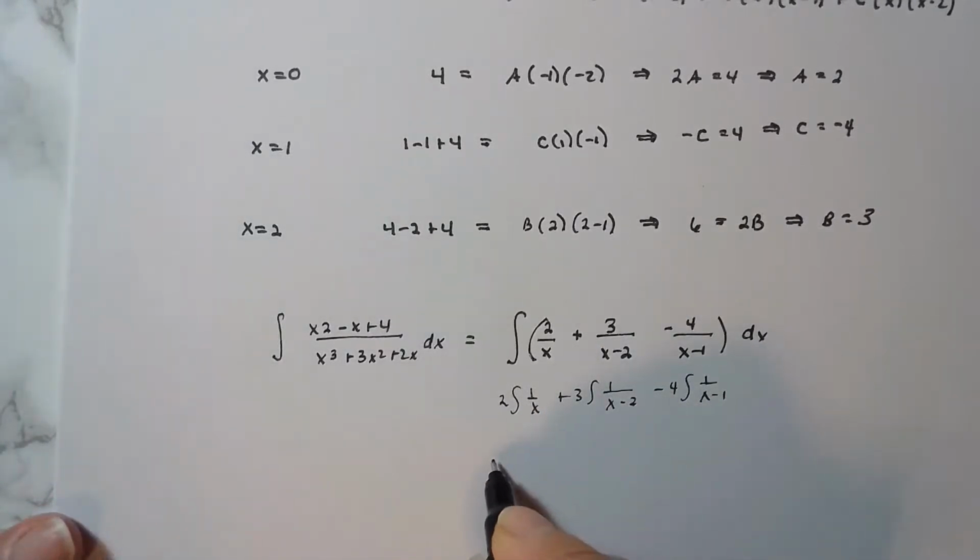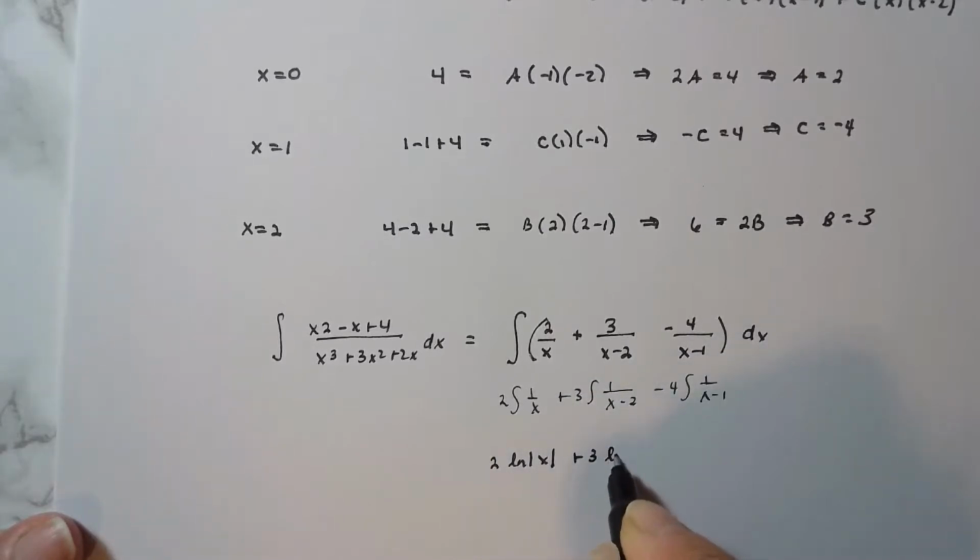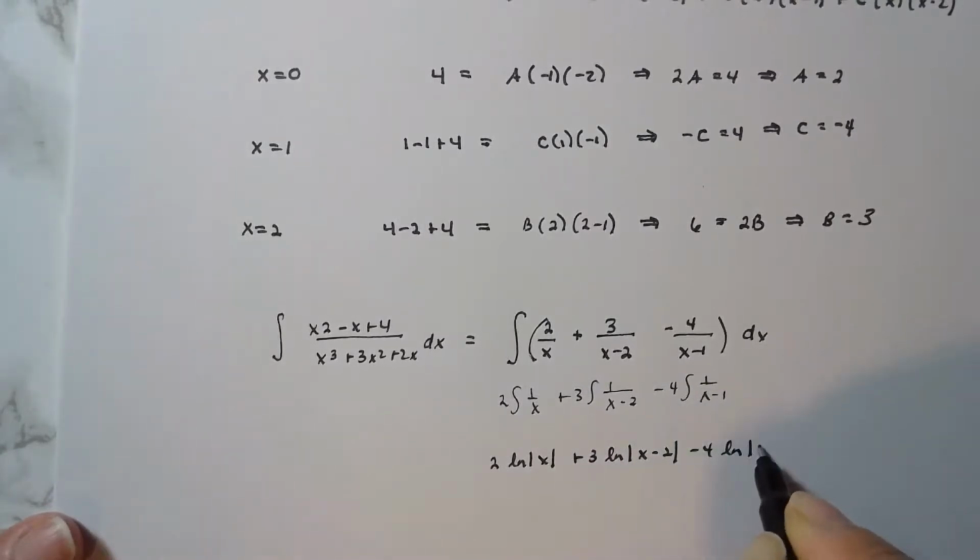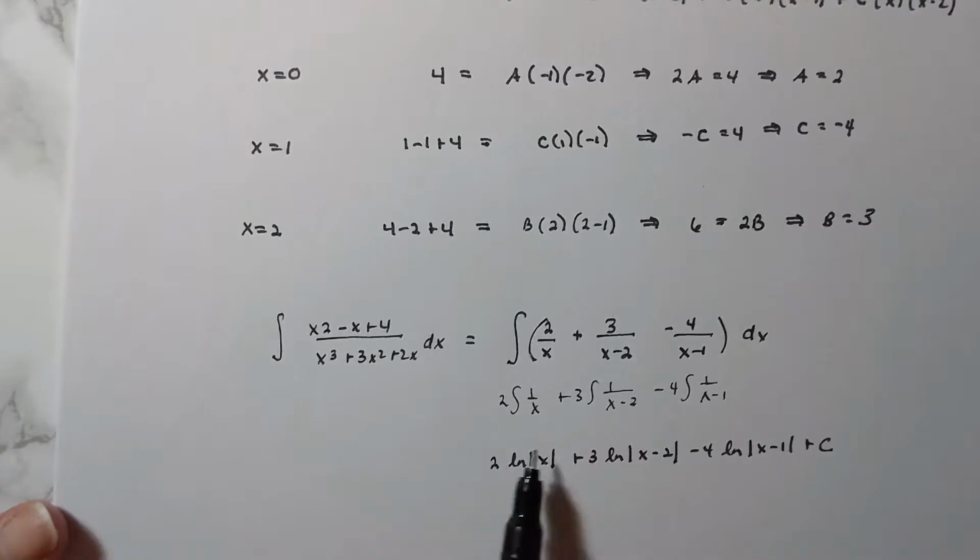So what I have is 2 ln absolute value of x plus 3 ln absolute value of x minus 2 minus 4 ln absolute value of x minus 1 plus c. And again, if you wanted to, you could bring these up as powers, and then you could use the rules for addition and subtraction of logarithms, but again, you don't have to, so why go there?